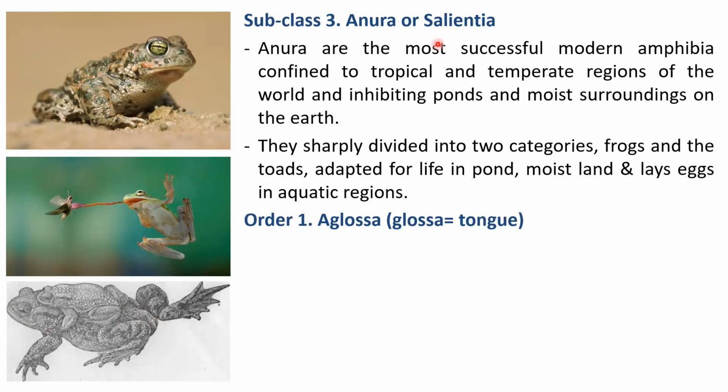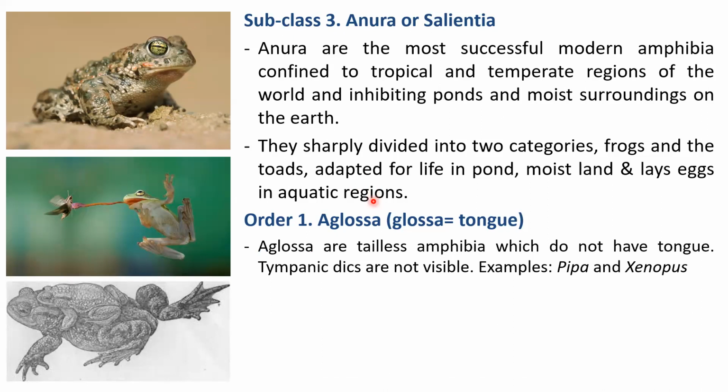Then in this subclass Anura, the first order is Aglossa. Glossa means having a tongue, and a means without. You can see that the tongue is present in other amphibians, which capture their food with the help of their tongue. So these Aglossa are tailless amphibians which do not have a tongue. The tympanic disc is not visible. Examples are Pipa and Xenopus.